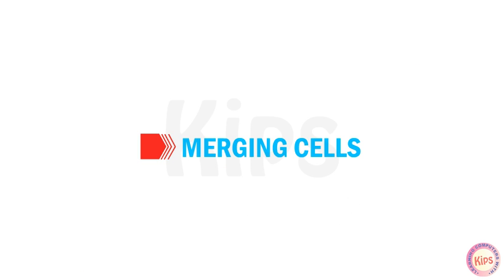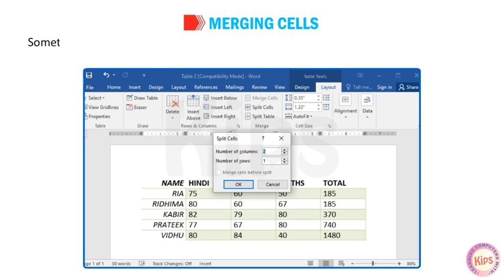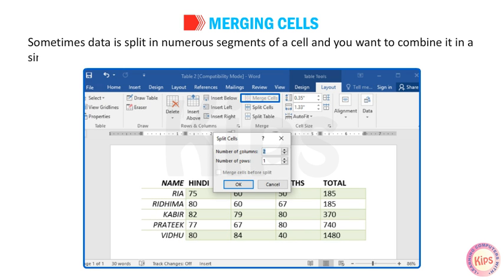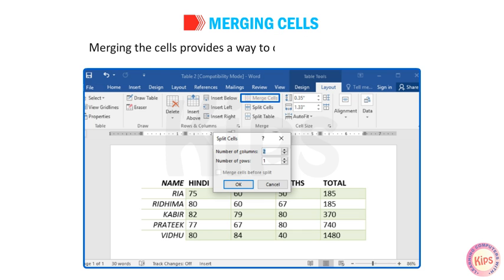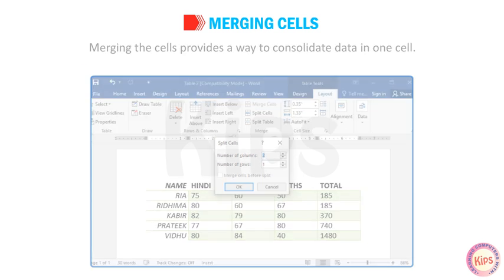Let us talk about merging cells now. Sometimes data is split in numerous segments of a cell and you want to combine it in a single cell to give it a better look. Merging the cells provides a way to consolidate data in one cell.